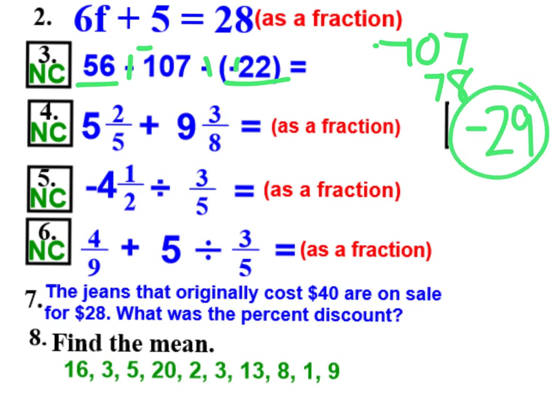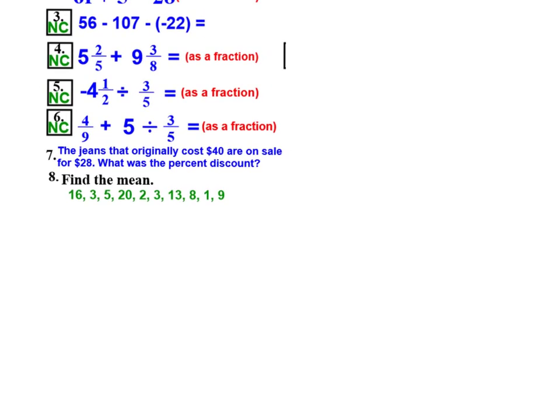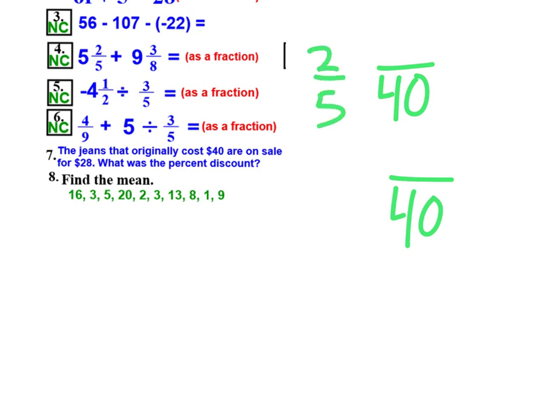Negative 29. Number 4 is addition of fractions. Remember, to be able to add and subtract fractions, you have to be in common denominator. So I'm looking at fifths and eighths, and I know they match up at 40ths. So I'm going to be changing both of them to 40. So I have 2/5 changing to 40ths. So that's times 8 on the bottom and times 8 on the top, and that becomes 16/40ths.